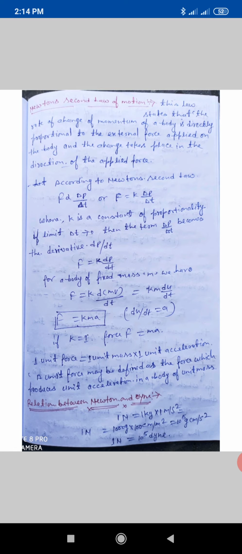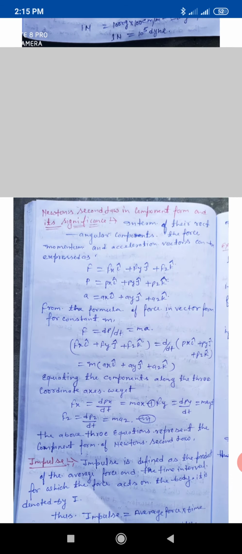Relation between Newton and dyne: 1 Newton equals 1 kg into 1 meter per second square. Here 1 kg equals 1000 gram, and 1 meter equals 100 centimeter. Then it will be 1000 gram into 100 centimeter per second square, which is 10 to the power 5 gram centimeter per second square. Since 1 gram centimeter per second square equals 1 dyne, 1 Newton equals 10 to the power 5 dyne.